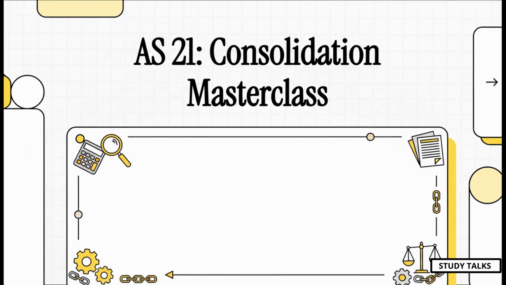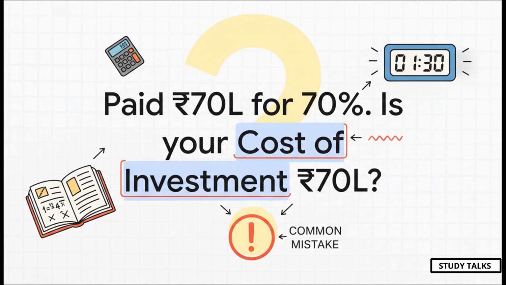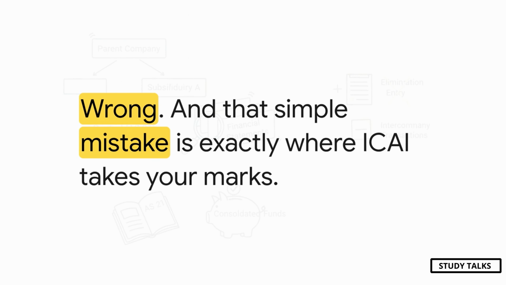Picture this. So you're in the exam hall. The clock's ticking. You see this question. You paid 70 lakhs for a 70% stake. Simple enough, right? Your cost of investment must be 70 lakhs. It's the obvious answer, or is it? Wrong. And boom, just like that, you've walked right into the trap ICAI set for you. This is exactly where easy marks are lost. The real cost of investment is almost never that simple. And today, we're going to pull back the curtain and show you exactly how to find it.